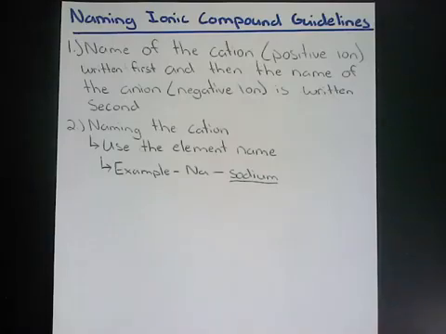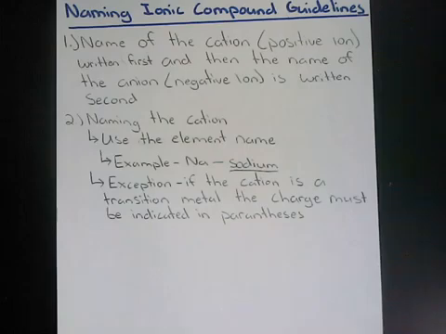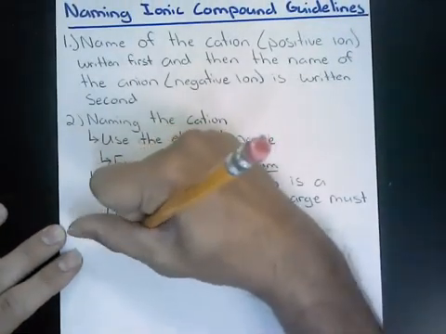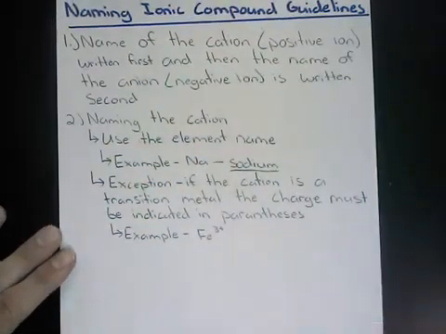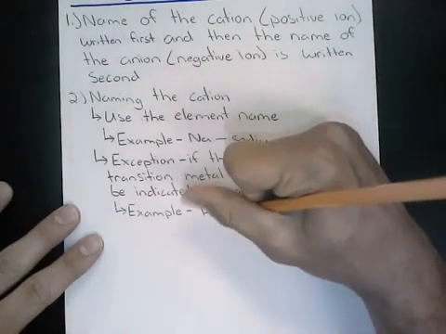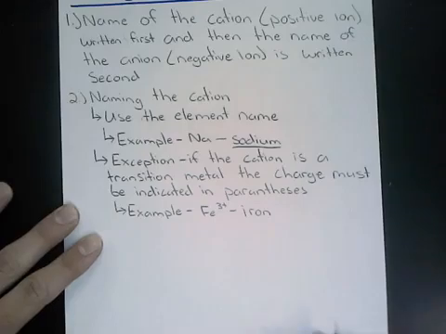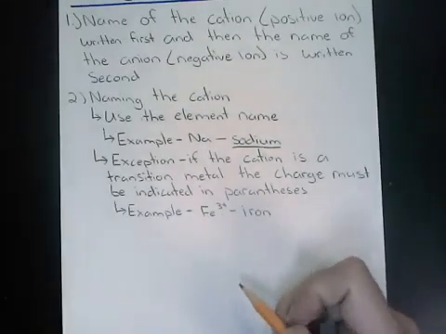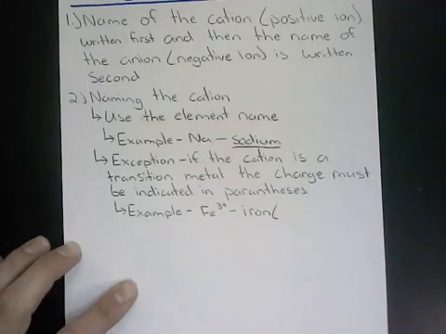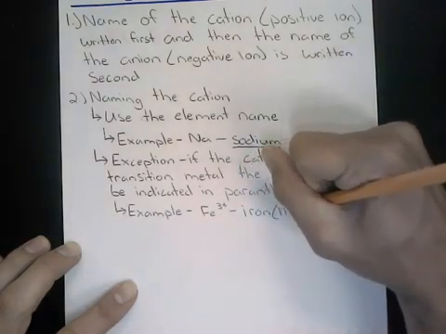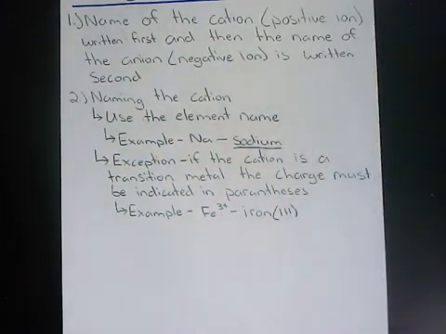Now there's one exception, and that is this. If the cation is a transition metal, the charge must be indicated in a set of parentheses. So an example of this would be iron 3+. How it would be shown is Fe3+, and it is a transition metal, so we write the name down, iron, but we also have to include the charge of this transition metal, and we do this by putting a set of parentheses, and then we have to indicate it in Roman numerals. So because it has a 3+ charge, the Roman numeral would be 3 lines, and so that would be iron (III).